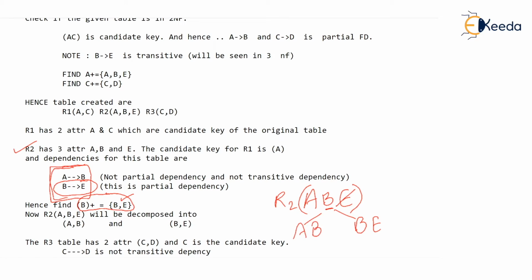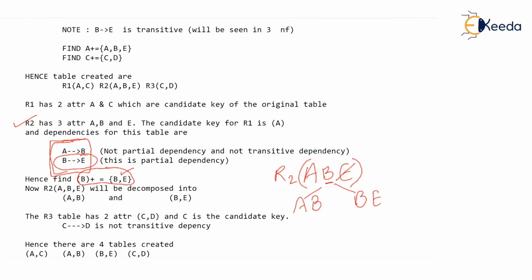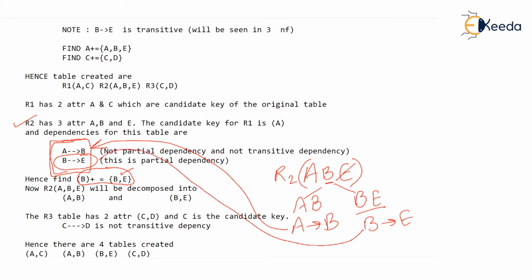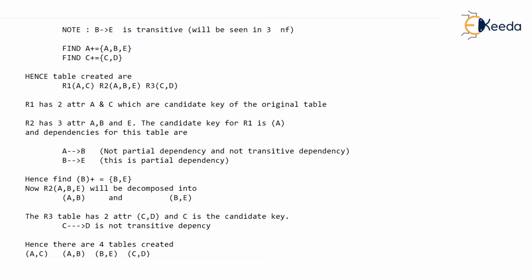Now watch, the dependency applicable over here is A determines B. I'll take an arrow over here. A determines B of R2. And B determines E is the second dependency which is preserved over here. By the way, A is the candidate key of AB, this table, and B is the candidate key of BE, this table. So these dependencies are neither partial nor transitive. Hence, we got the two tables, AB and BE.